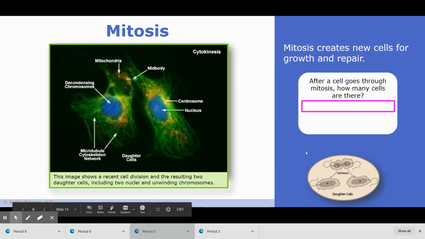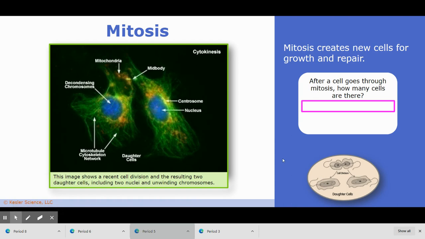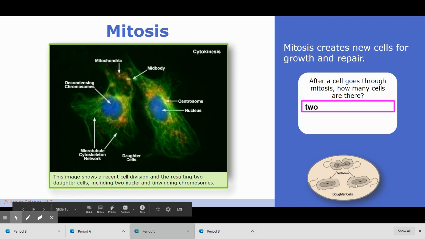You're going to pause the video and answer the question. It'll help if you take a look at this picture at the bottom. So there are two cells. You can see cell division results in two daughter cells.